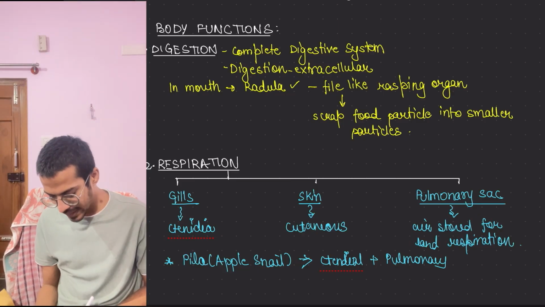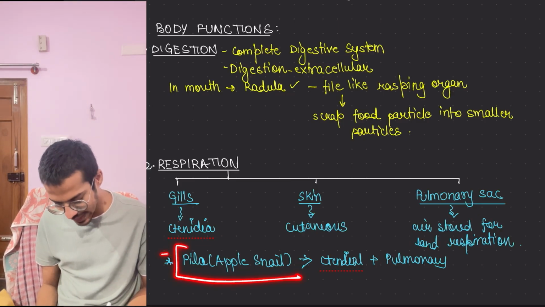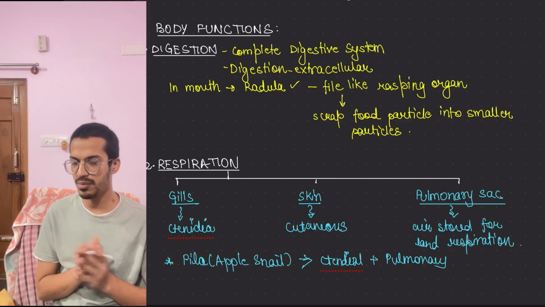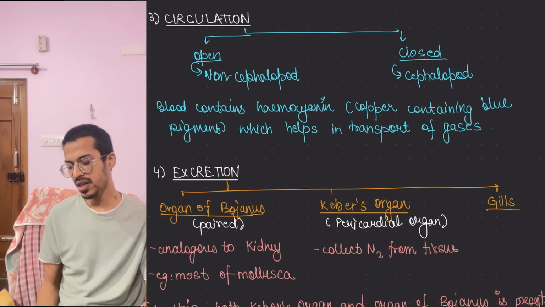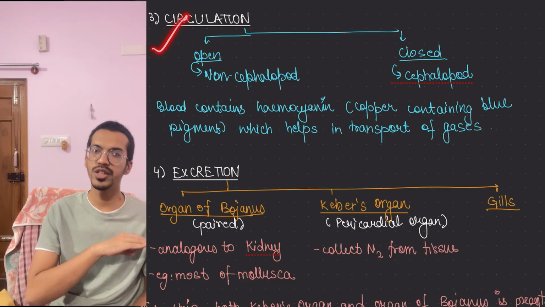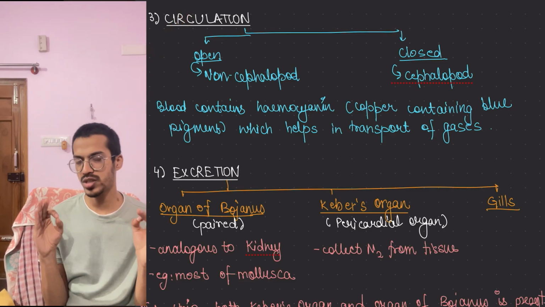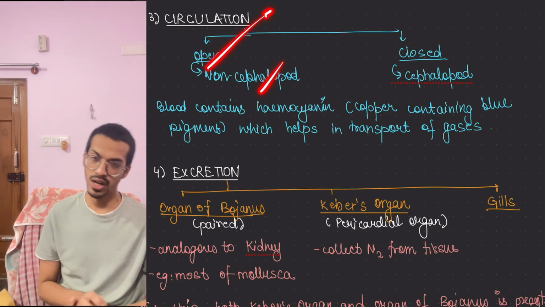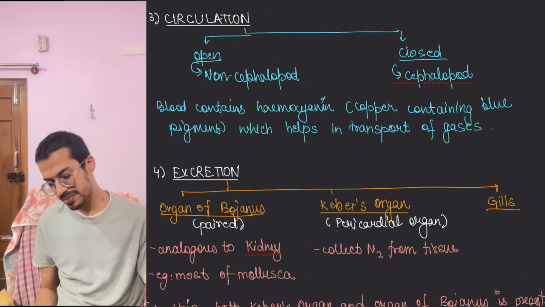Then Pila has what? It has ctenidia, meaning gills also. It has a pulmonary sac also. So it can come onto the terrestrial environment. Next comes the circulation. Circulation could be open type or closed type. And here you have to remember this fact: open type is present in non-cephalopods, whereas closed type is present in cephalopods.